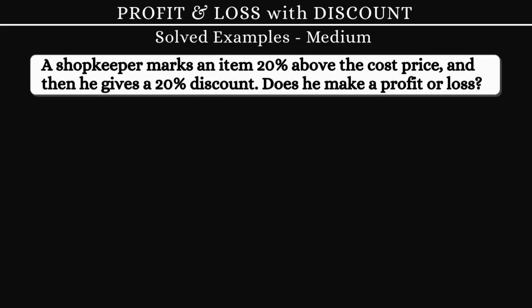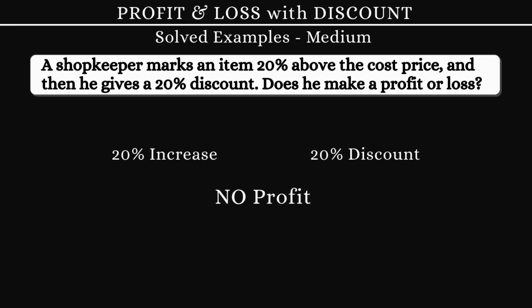A shopkeeper marks an item 20% above the cost price and then he gives a 20% discount. Does he make a profit or loss? When you first read the question, you think that the shopkeeper first increases the price by 20% and then he gives the same 20% discount. So we tend to assume that there is no profit or loss. But let's work it out and find out.